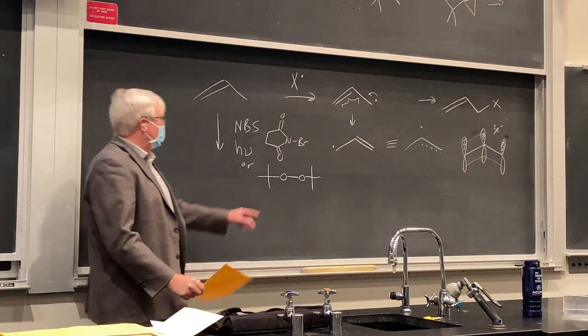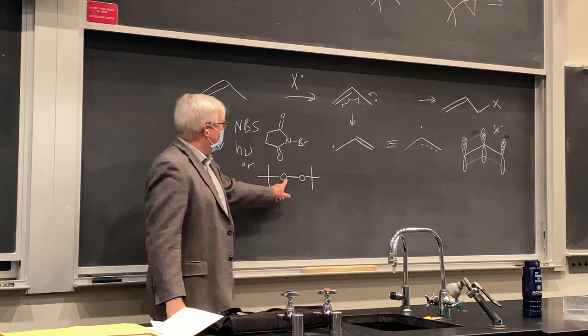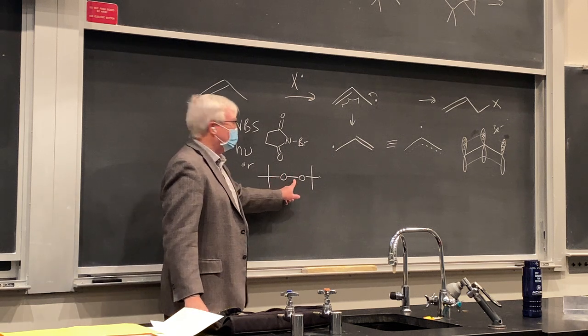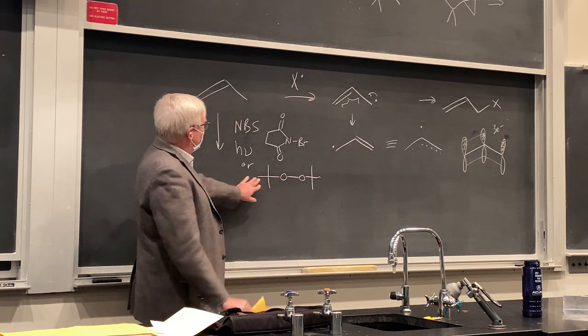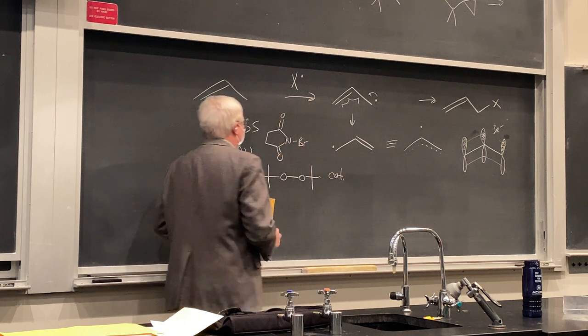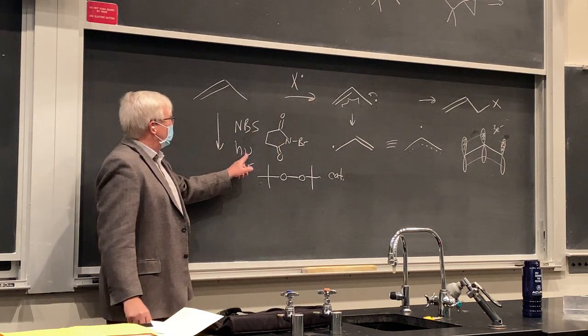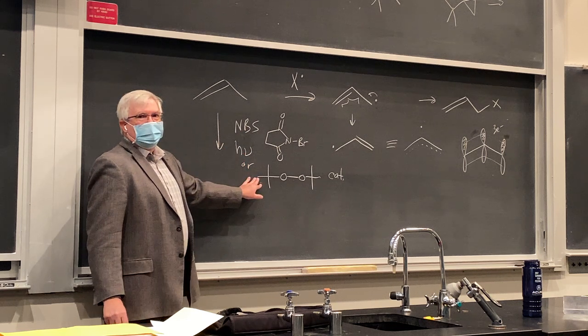No, that's not John Lennon's glasses, okay, from the Beatles. No, that's a peroxide bond, oxygen-oxygen bond, which is weak, and 2 tert-butyl groups on there. And you only need to use a catalytic amount there for the peroxide. So that will be an initiator similar to light. So you can either use NBS and light or NBS and peroxide, okay?